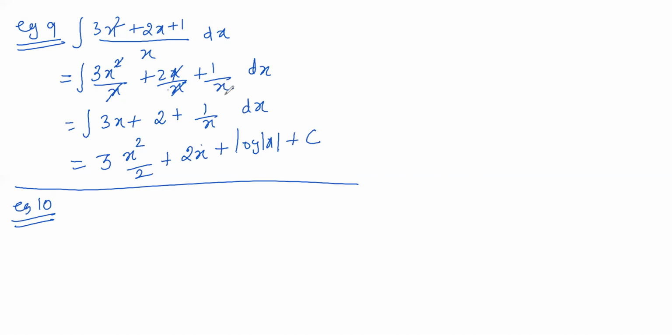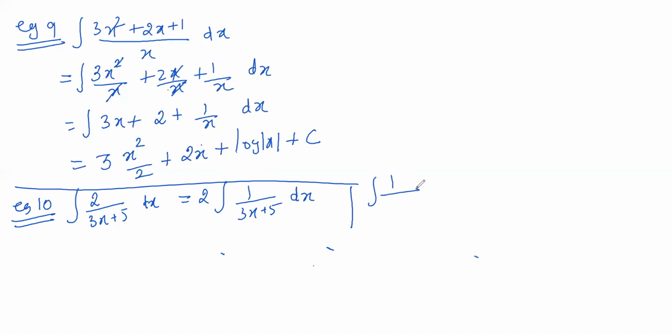Example 10. Integral of 2 by 3x plus 5 dx is equal to, 2 is a constant, taking it outside, 2 into 1 by 3x plus 5 into dx. And this problem is of the form what? 1 by ax plus b into dx. It's formula 6, I think. What is the formula? 1 by a into log of ax plus b plus c.